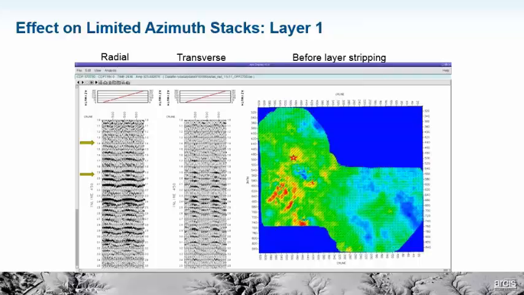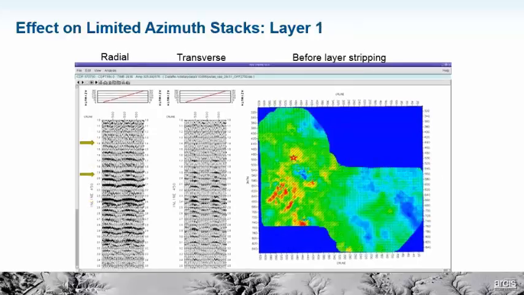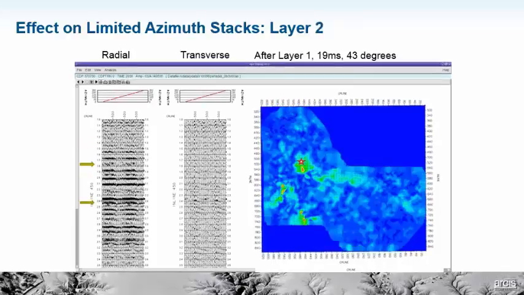So we undergo the layer stripping process, which first determines the magnitude and the directions of the splitting, and then we apply it to flatten the data on the radial component, and we remove a lot of the energy from the transverse.